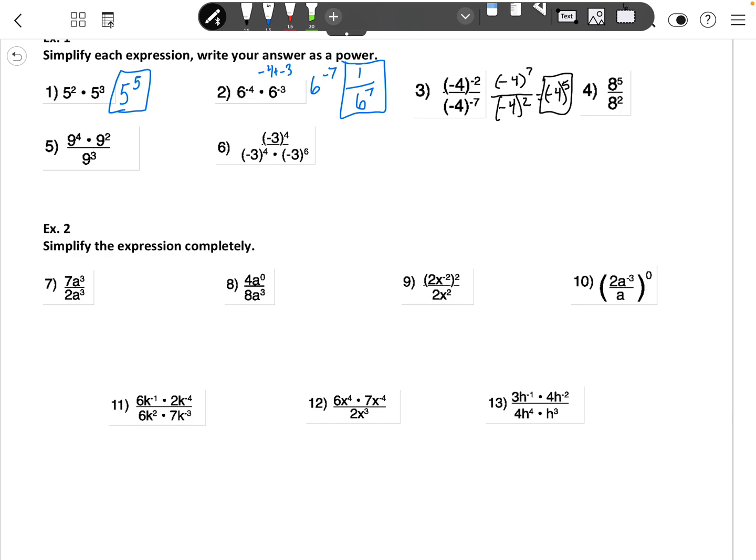Let's get one more of those. We don't have any negative exponents here, so it's just subtract. So we're stuck with 8. 5 minus 2 is 3.